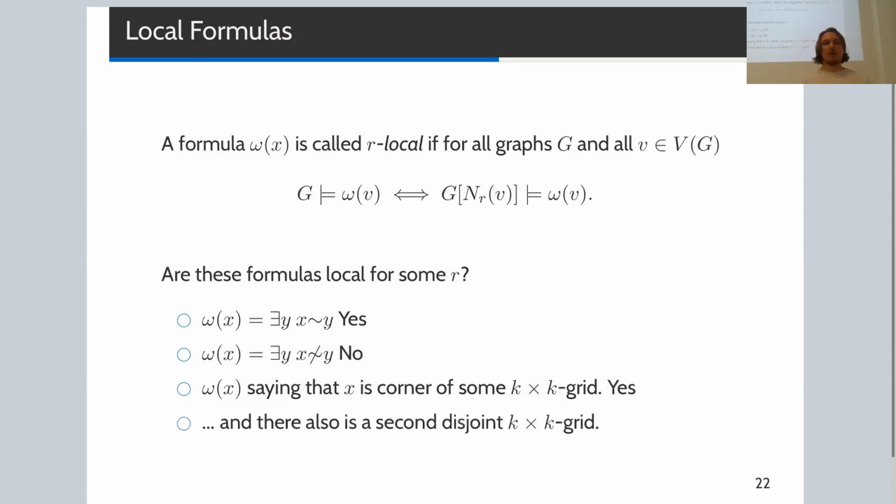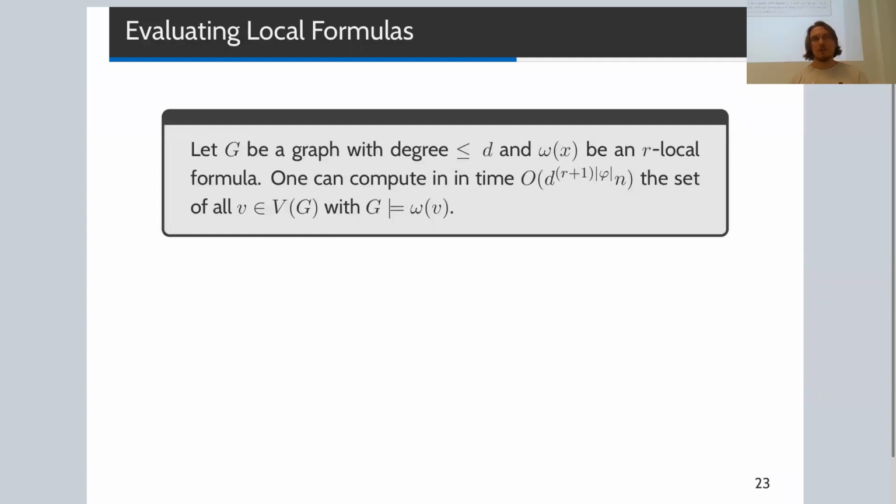On the other hand, what if we also require that there's a second K by K grid that is disjoint to the first grid? Then it's again a no instance, because even if the vertex here is part of the grid, it could be that there's a second grid that is isolated from the first one, and no matter how far we increase the radius, we're never going to find the second grid. So this is what we call an R-local formula. And of course, you can evaluate these R-local formulas efficiently using the same approach that we did already. Show that on a graph with degree at most d, you can evaluate R-local formulas with the running time d to the r+1 times the length of the formula times n.